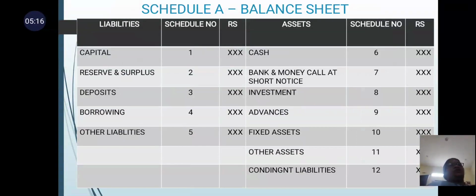Through the profit and loss account, we know the profit or loss gained from the banking business. Through the balance sheet, we know about the status of a banking company.